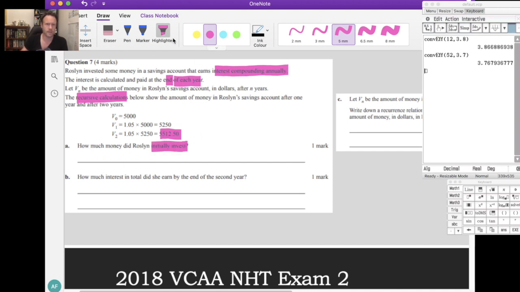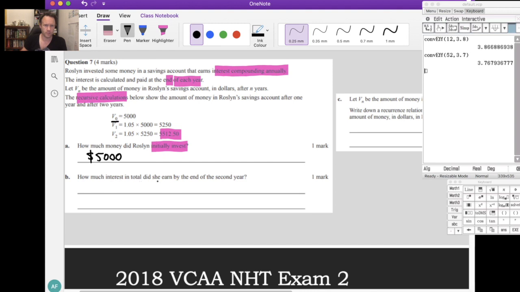Okay, this is just about being able to read a recursion equation. We want to know that V0 is the initial investment or the starting amount in any financial question. So the initial amount that Rosalind invested was $5,000. Make sure we have a dollar sign, or you write dollars after it if you don't have a dollar sign. Make sure you get the units there.